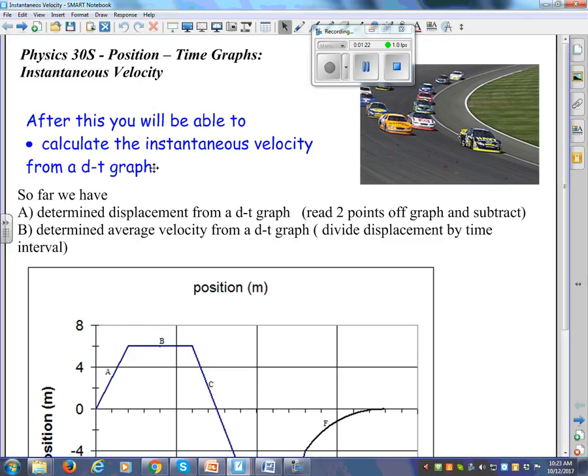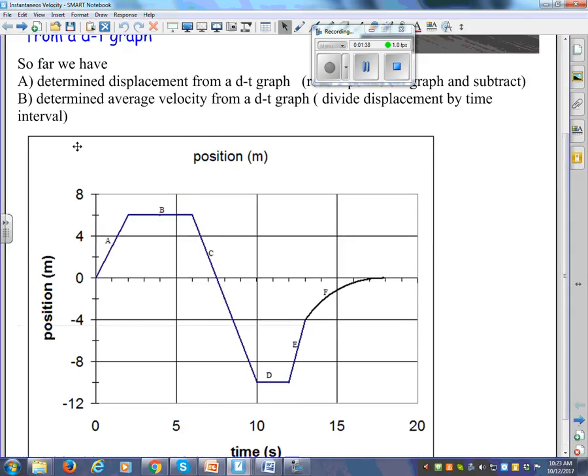Oh, and it says right here. So far we've determined displacement from a DT graph. How do we do that? Read 2 points off the graph and subtract. So just read those y points off the graph. Determine the average velocity from a DT graph by dividing displacement by time interval. Okay, so now we're going to look at instantaneous.